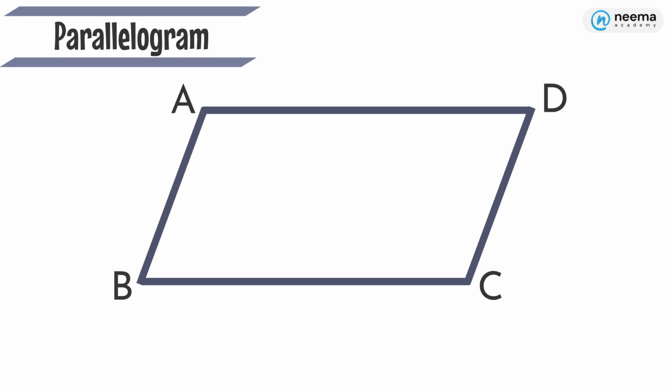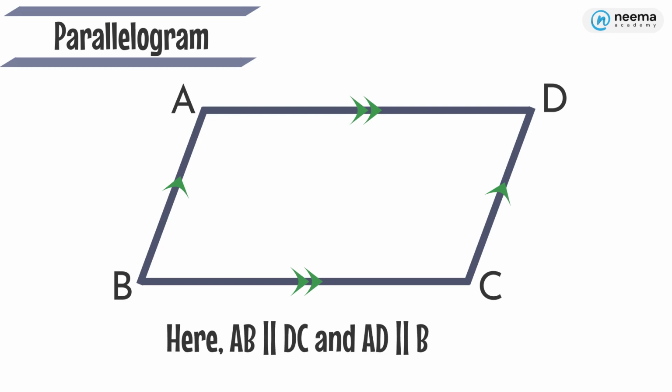Lastly, the parallelogram. In a parallelogram, pairs of opposite sides are parallel. Here, AB is parallel to DC and AD is parallel to BC.